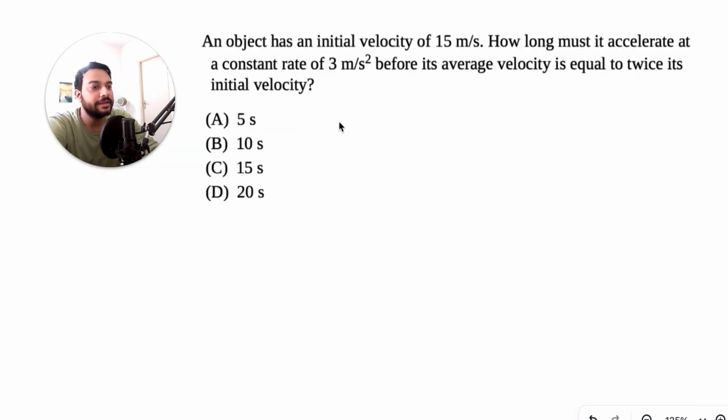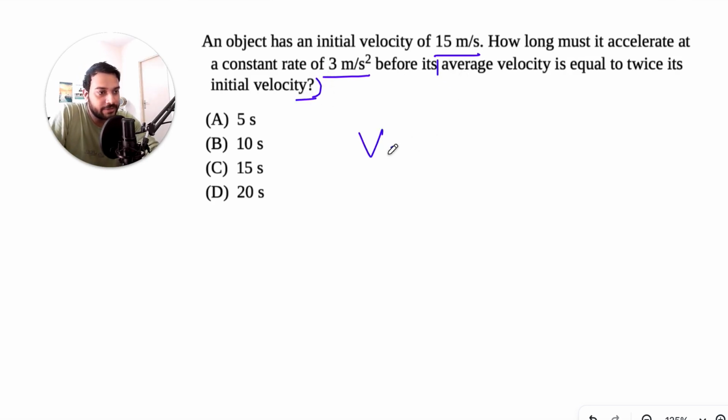An object has an initial velocity of 15 meters per second. How long must it accelerate at a constant rate of 3 meters per second square before its average velocity is equal to twice its initial velocity? Okay, so the initial velocity is given to us, 15 meters per second. Acceleration is 3 meters per second square. Average velocity is equal to twice the initial velocity. This information we need to make use of.